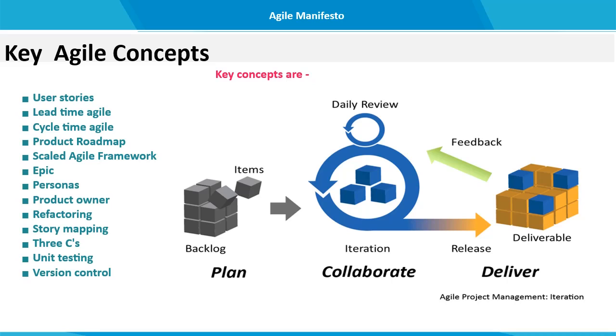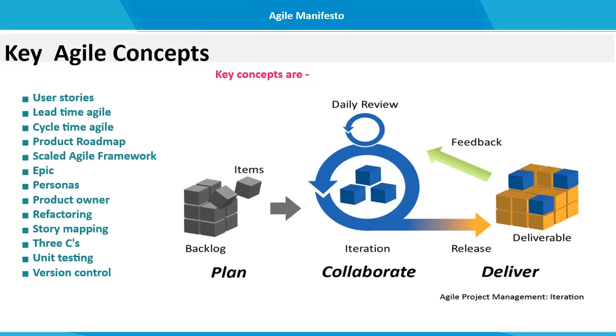Now come to the key Agile concepts. We have user stories. The user stories are the smallest unit of work in Agile. User stories depict the changes needed in the system. These user stories also answer the questions who needs what and why.